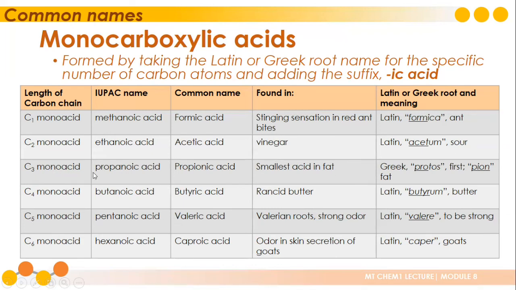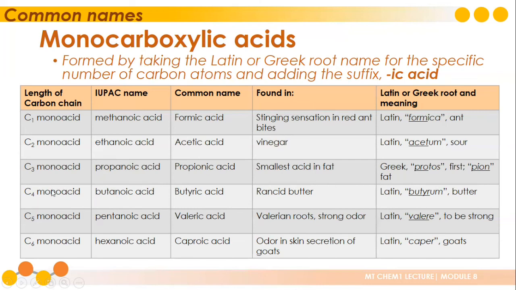C3 monoacid, or propanoic acid in IUPAC naming, with the common name propionic acid, found in the smallest acid in fat. This is from the Greek word protos, which means first, and pion, which means fat. Okay? This is the smallest acid in fat.